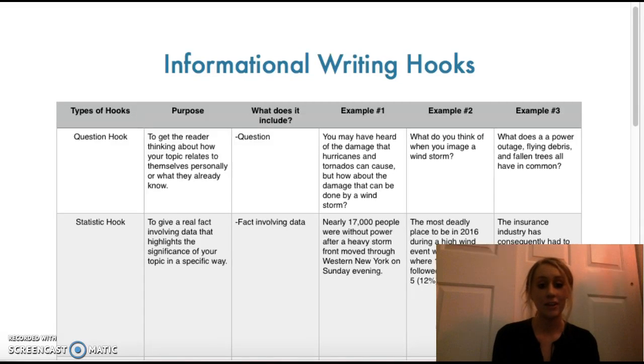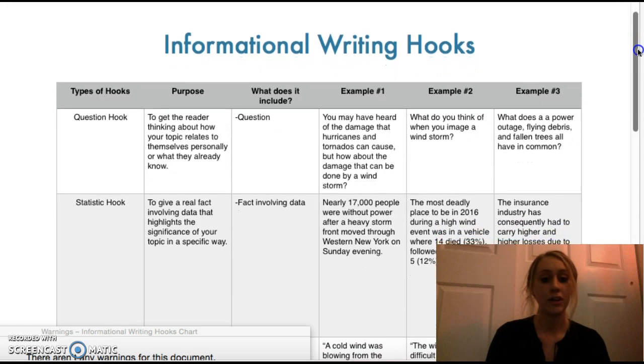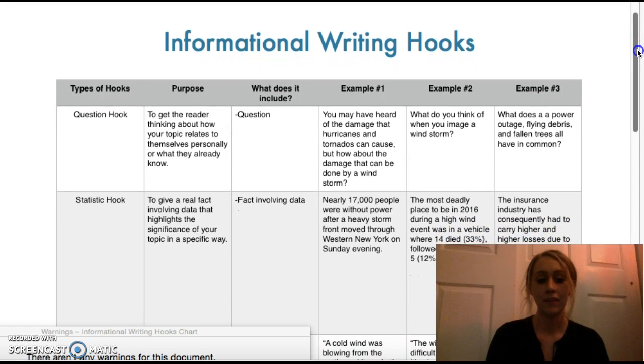So the first thing that I want to take a look at is a chart, which I will include a link to below this lesson. The chart goes through different types of hooks you can try in your informational writing. We are going to learn a little more about them so you can decide which hook would fit best with your informational piece. The first type of hook that we're going to talk about is a question hook.